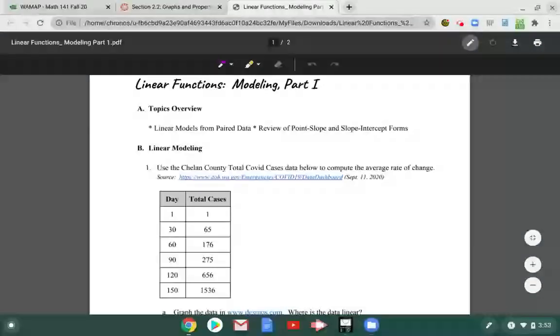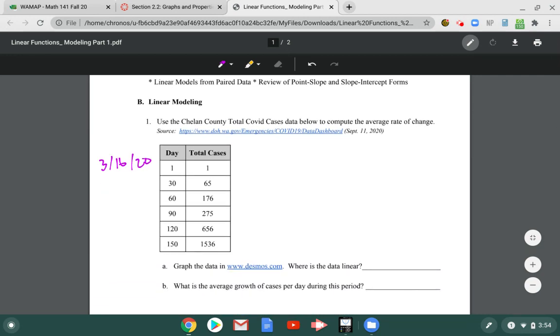We've got these Chelan County total COVID cases. These are cumulative numbers below, and we're going to compute an average rate of change. Day one represents, for Chelan County, the 16th. We want to find the average rate of change, and we're going to graph the data and see where it is linear. Let's start by finding the average rate of change.